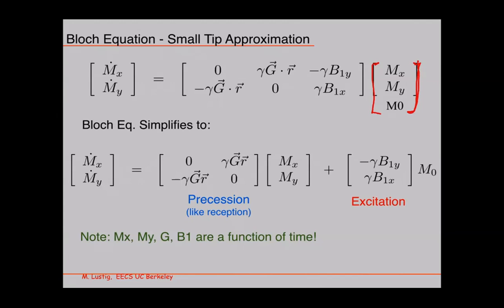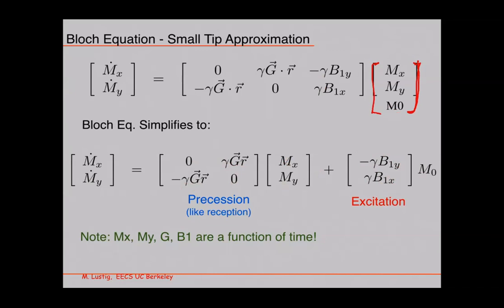Now, M0 is a constant, right? It's not a variable. So the way this is written is not in the nice format of a linear dynamic system. Usually a linear dynamic system will have some matrix multiplying the variables, plus some constant input. So we can massage this to look like this, which is completely equivalent: Mx dot, My dot equals the matrix [0, minus gamma G dot r; gamma G dot r, 0] times Mx and My, plus the B1 field multiplied by M0, because it's really the third column that is multiplied by M0. This is a constant, hence we can just write it this way.